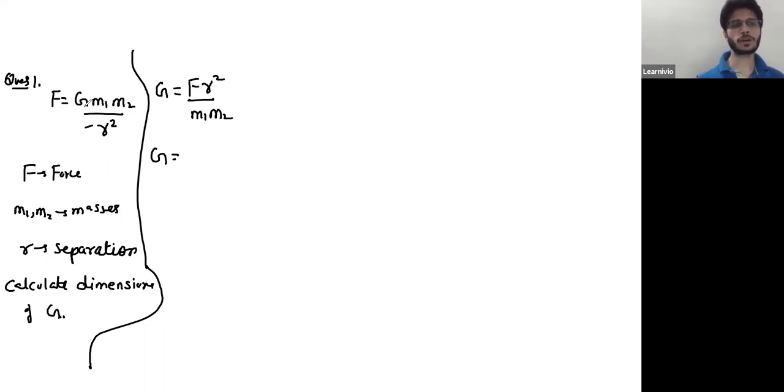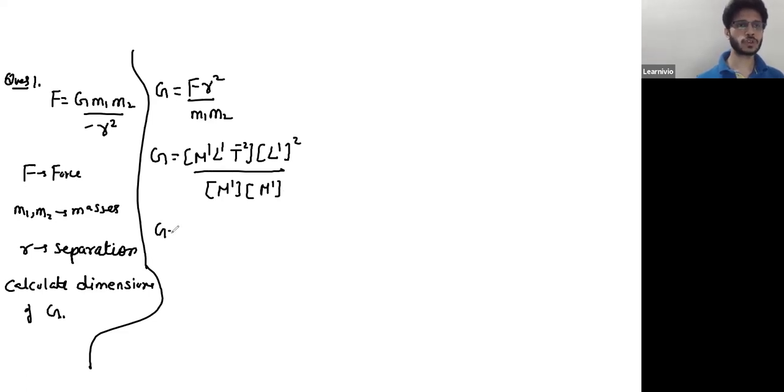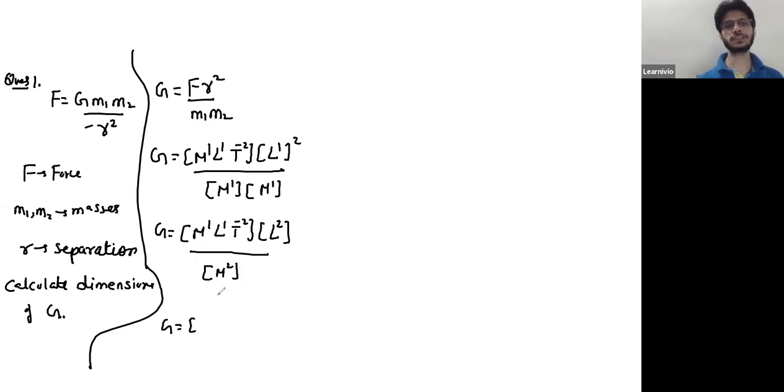Just cross multiply the R square and M1 M2. And now just start writing dimensions of every quantity. The dimensions of force is M1, L1, T minus 2. The dimension of R, length, is L1, so this is length square. M1 and M2 both are masses, so dimensions of M1 is M1 and M2 is again M1. So G is M1, L1, T minus 2 multiplied by L square divided by M square.